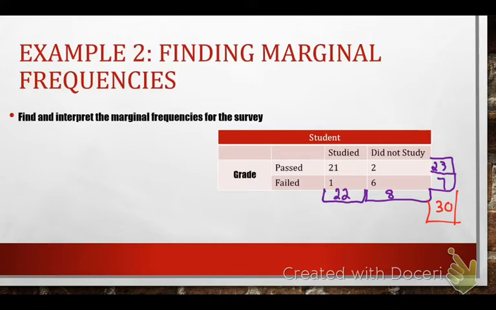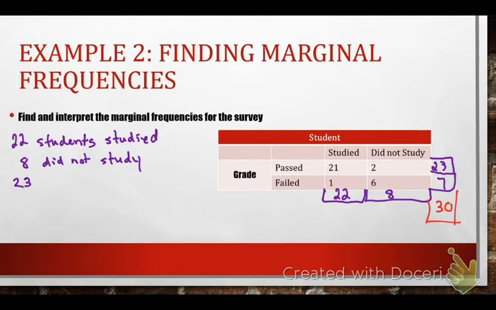You're simply going to put it in words. 22, my first marginal frequency, 22 students studied. Okay, how many did not study? 8, and I'm just going to write did not study. We know they're students. Okay, so 8 did not study. What did 23 stand for? 23 what? Passed. And what did the 7 stand for? 7 failed. Okay? These are the marginal frequency interpretations.